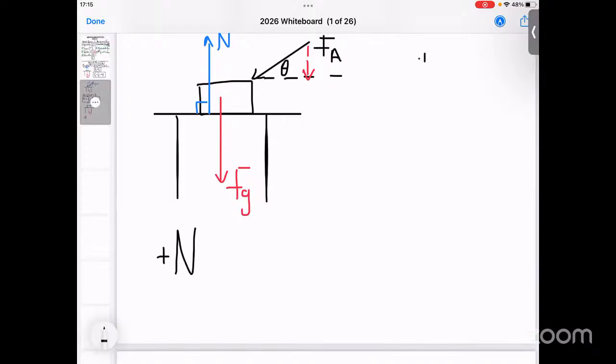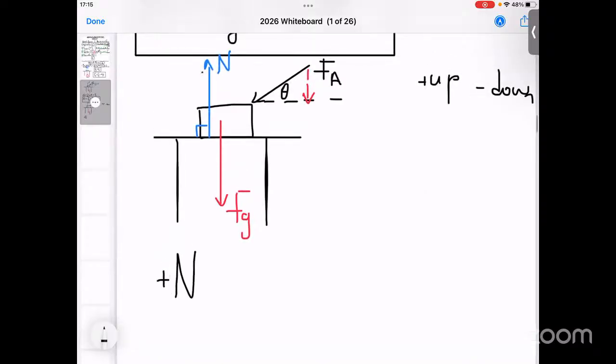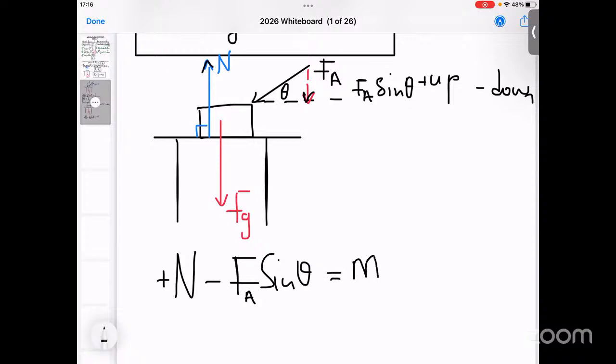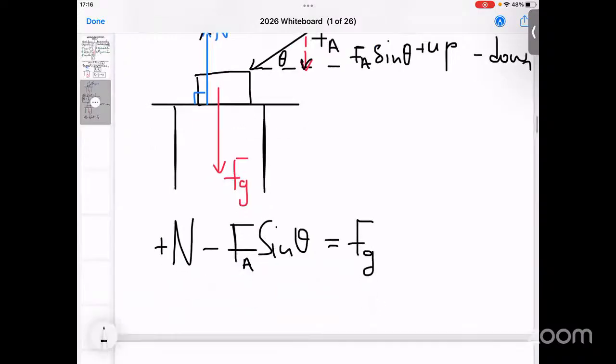So I'm always assuming my up to be positive, my down to be negative. That is why I'm saying positive N, because the arrow points upward, and then the arrow for this one is downward. For this component, you just need to remember that it is not the applied force, but the applied force times sine of an angle, because it's acting at an angle. Therefore, it will be minus the applied force sine of the angle, which equals mg. Why equal? Because this object is still not moving. It is just stationary there, equals Fg.